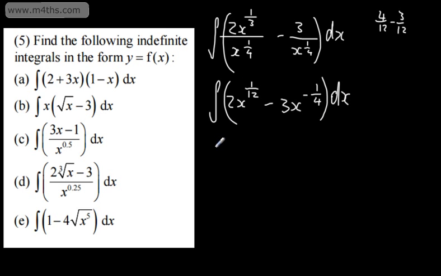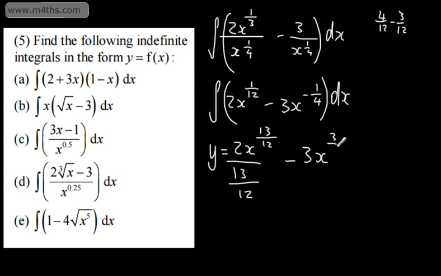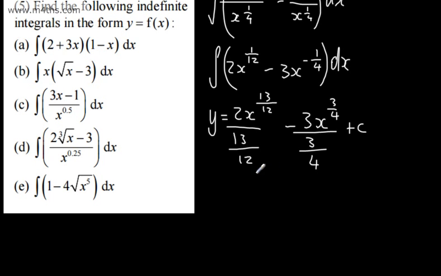So what we're going to have then, we can say that y is going to be equal now to 2x. We need to raise this. So this is going to be 13 over 12, adding 12, divided by 13 over 12. Then we're going to subtract on here 3x. We need to raise this by a power. Adding 1 to negative 1/4 will give me 3/4, divided by 3/4 plus a constant of integration. So as we can see, this is going to be a little messy.